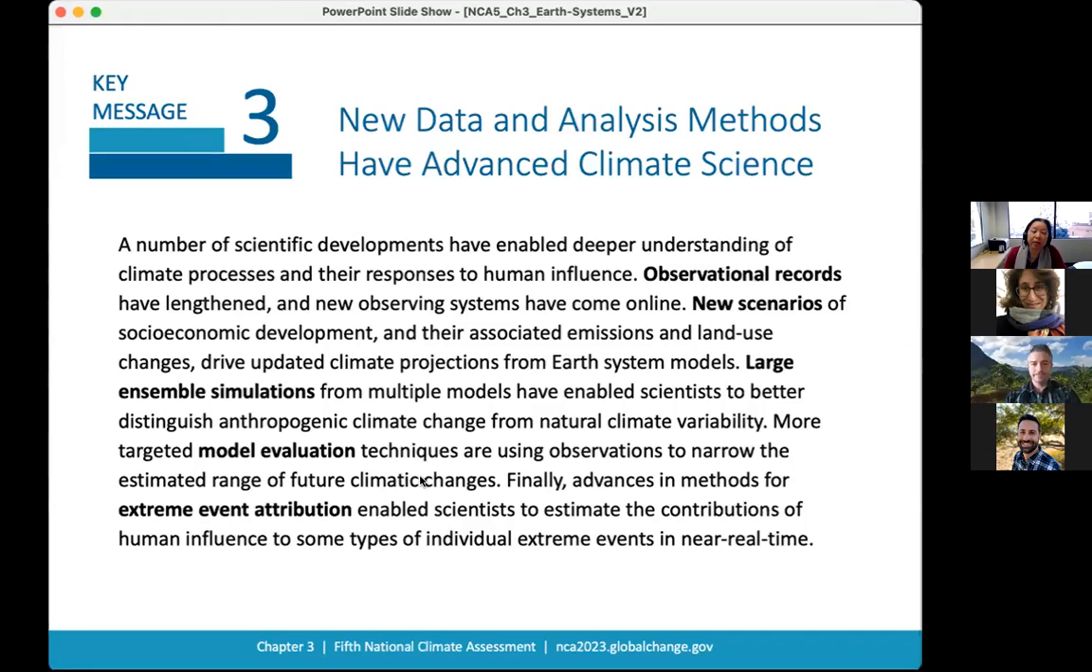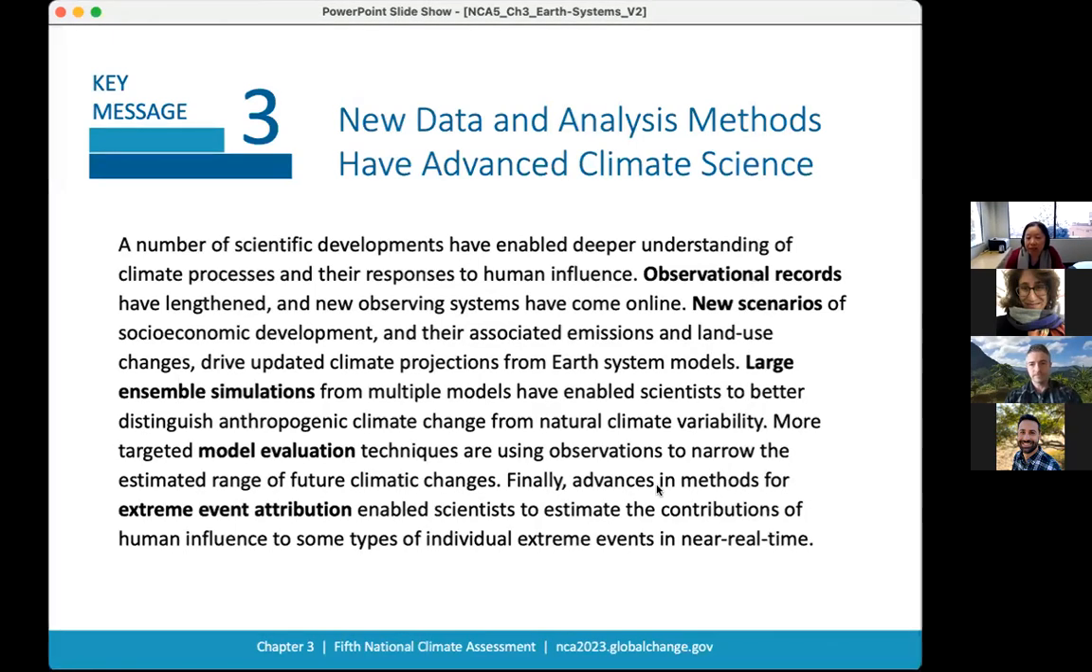So here we are now able to use many different types of model evaluation techniques, including the emerging constraint that Adam just talked about, and also newer methods to track different types of features simulated by models and in the observations, like tracking extreme events such as atmospheric rivers.